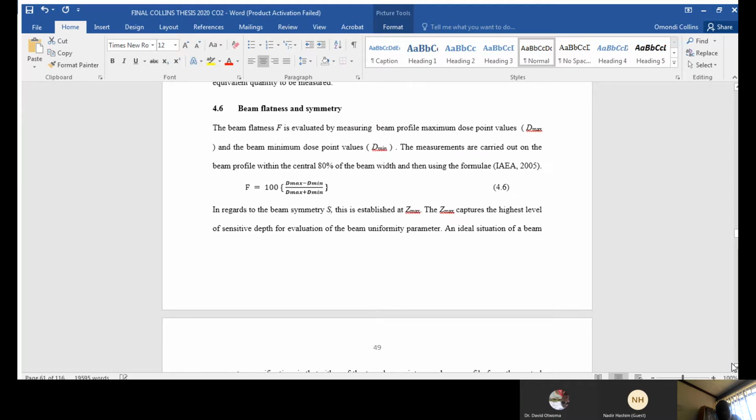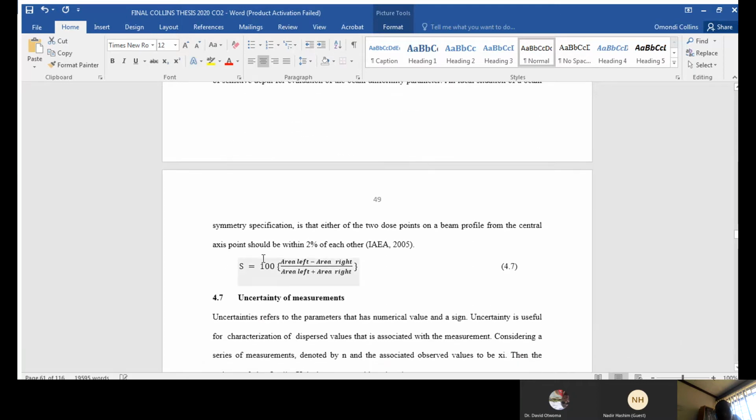So for the beam flatness, it is the area on the left-hand side, I subtract the area on the right-hand side, then I divide by the area on the left plus the area on the right.